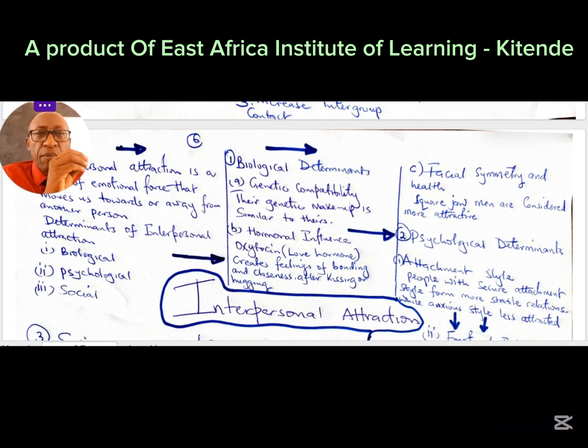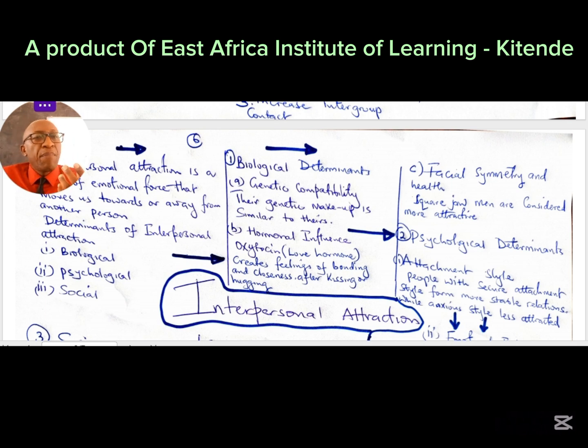It is said there are times people's genetic makeup is quite similar to that of other people. Now, these people whose genetic makeup tends to be similar usually tend to draw towards each other. They form a bond. The second biological determinant is the hormonal influence.